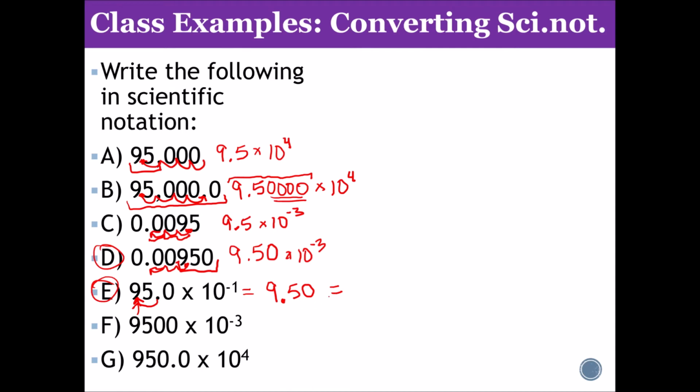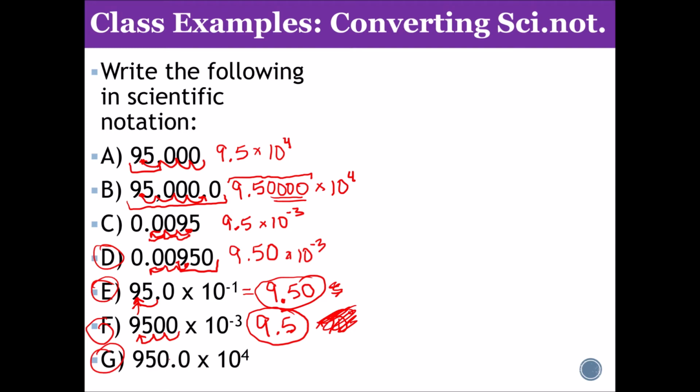But let's look at F. 9,500 times 10 to the negative 3. 1, 2, 3. 9.5. And that's my answer. Since the decimal is already after the first digit, I don't have to multiply by 10 to a power. You could say times 10 to the 0, but you're never going to see that notation. Because 10 to the 0 is equal to 1.